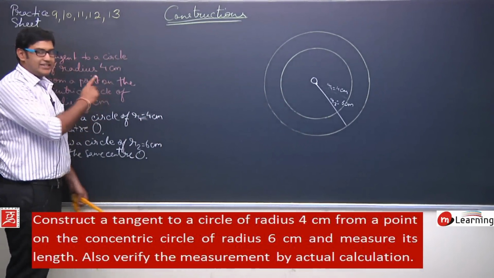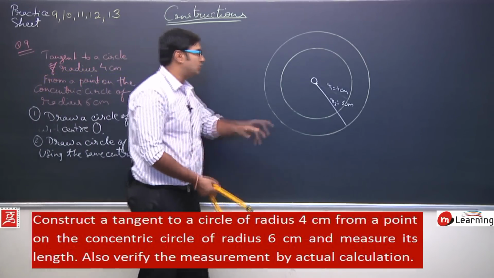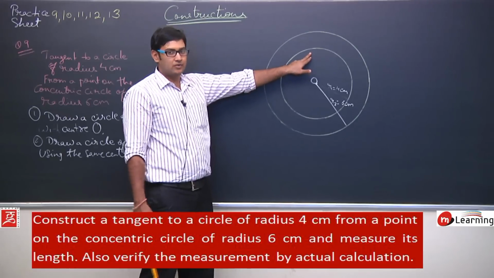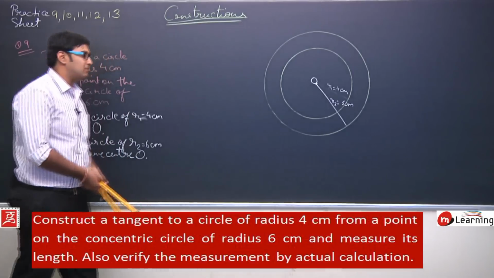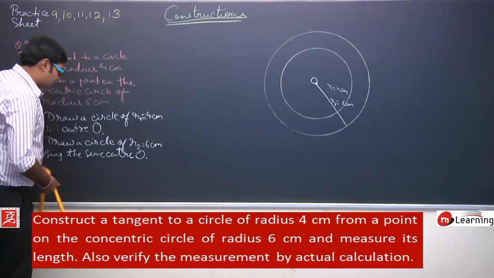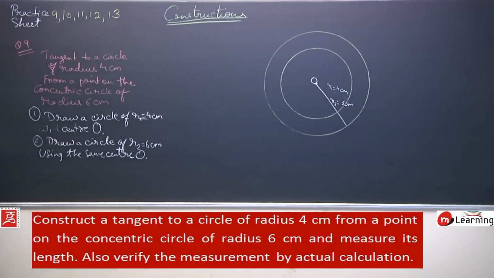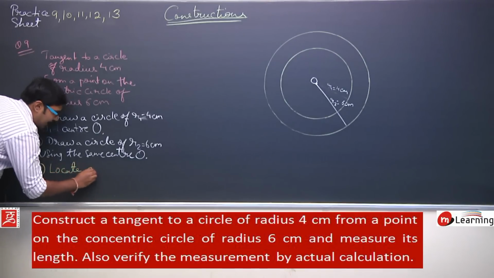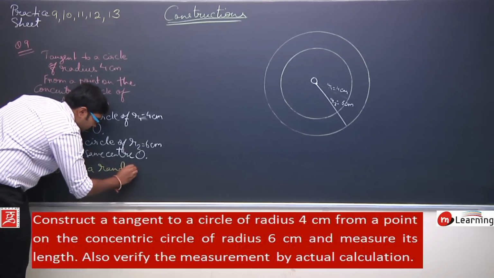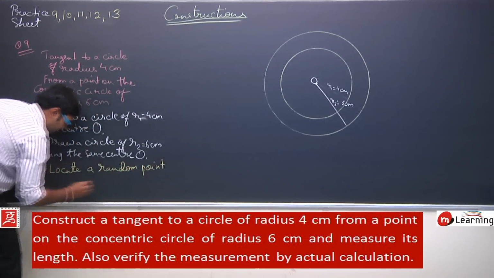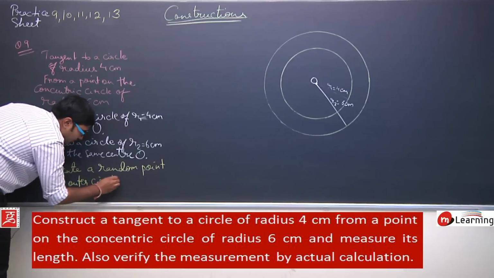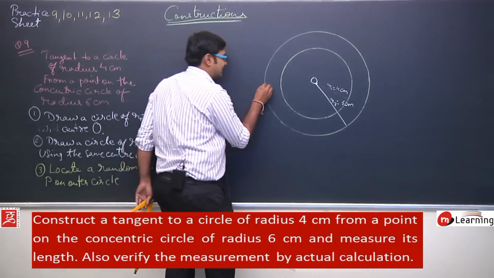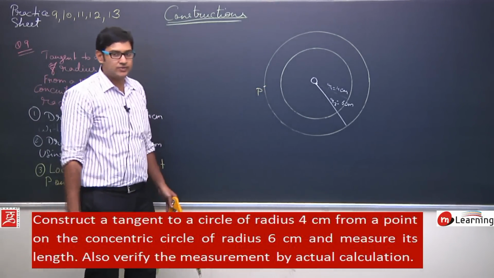Now, the third thing, the question says that you need to draw a tangent to this inner circle from any point on this outer circle. It means I can randomly take any point on this outer circle. The third step will be to locate a random point P on the outer circle. Let us say this is the point P.